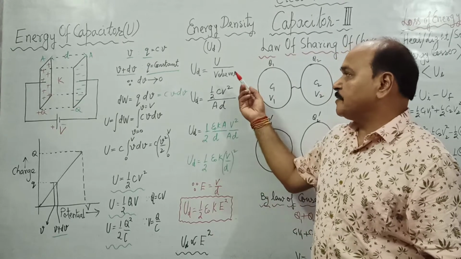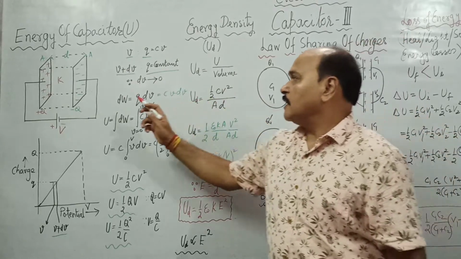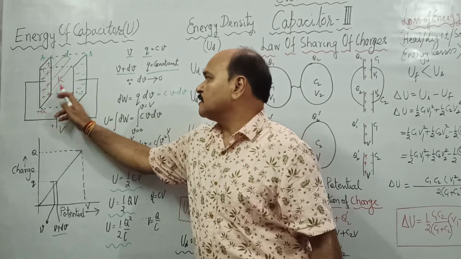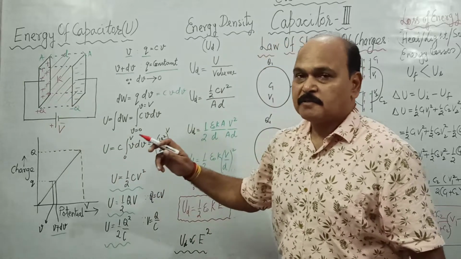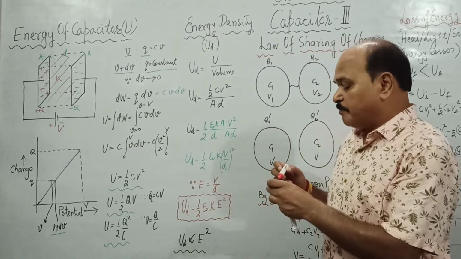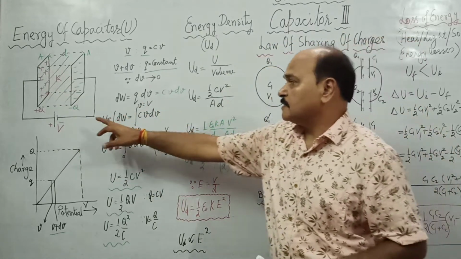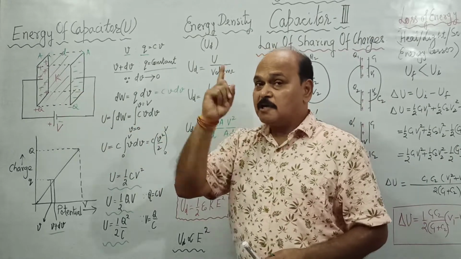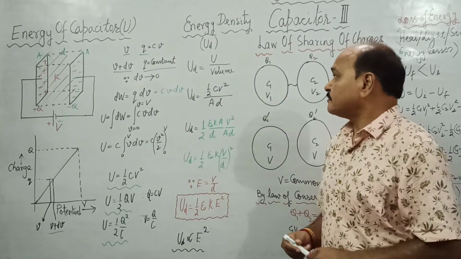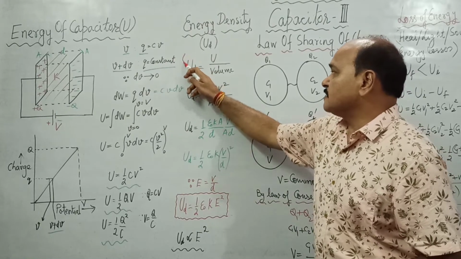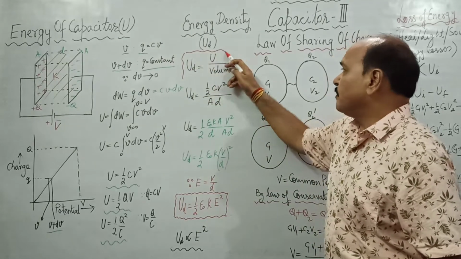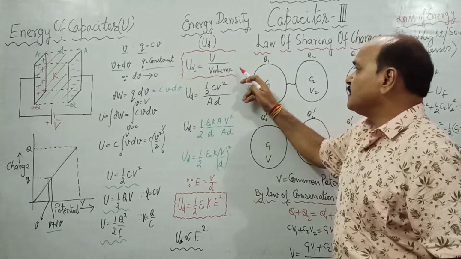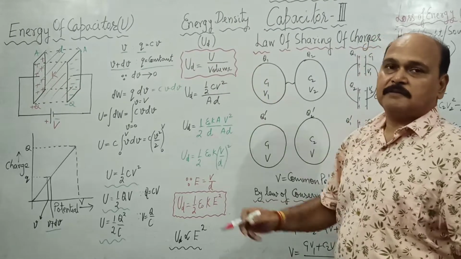Well, energy stored by capacitor is stored in this space in between the two plates. This is called energy space. And the value of energy per unit volume of the space between the two plates of capacitor is what is called energy density. So energy density is defined as energy per unit volume of the space it lies in.